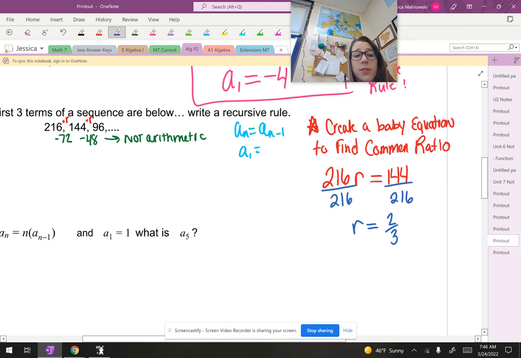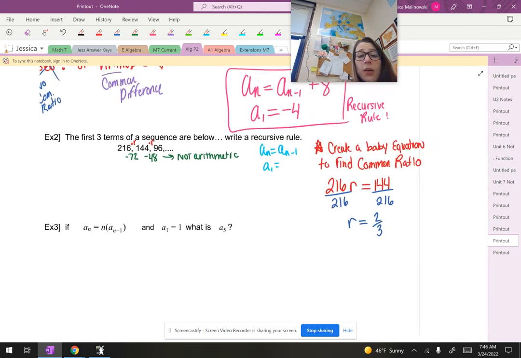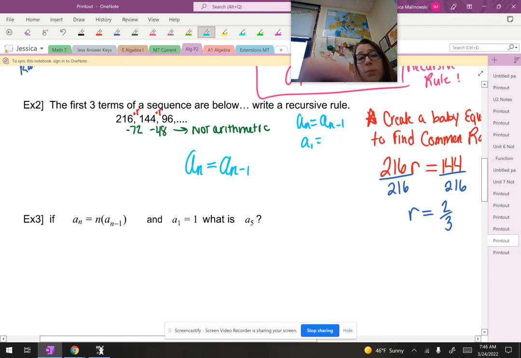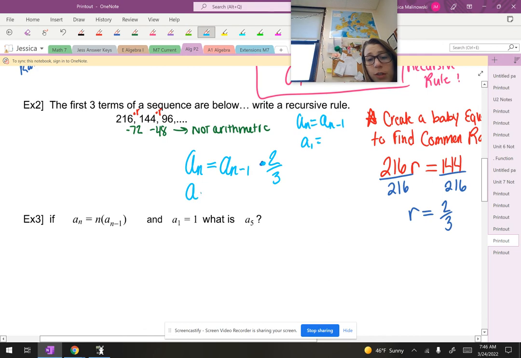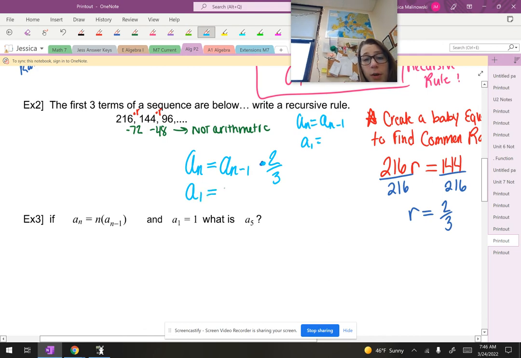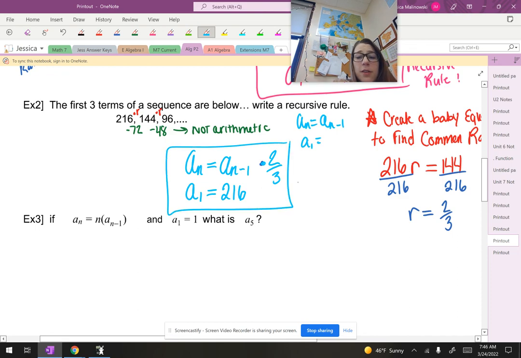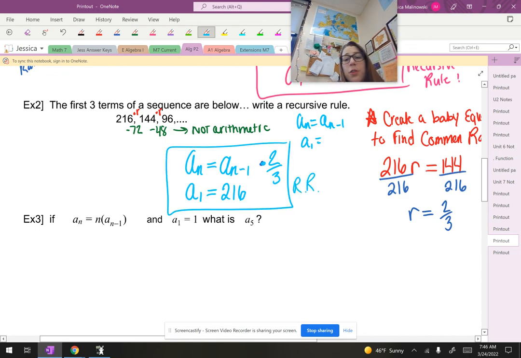So, yes. All right, so then my recursive rule is just going to look like a sub n is equal to a sub n minus 1, times the common ratio, since that's multiplying, so times 2/3. Don't forget the first term: a sub 1 is equal to 216. And that right there is your recursive rule, or your recursive definition.